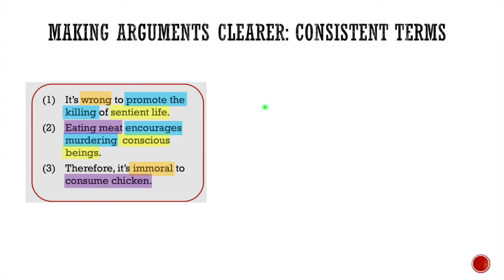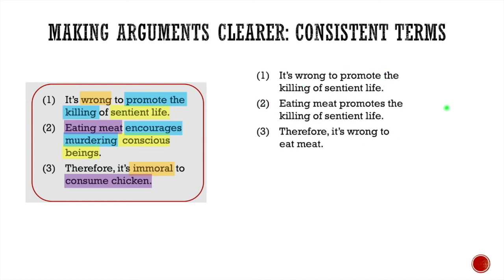So here's one way to do it. So in this argument, it's wrong to promote the killing of sentient life. Eating meat promotes the killing of sentient life. Therefore, it's wrong to eat meat. So here, I have consistent terms. I've used promote the killing in both of the premises. I'm not using the words encourage murdering. Likewise, I'm using sentient life in both the premises. I'm using wrong in this premise and this conclusion. And here I've decided to just use the phrase eating meat instead of talking about consuming chicken. So this is one way to make the terms more consistent.